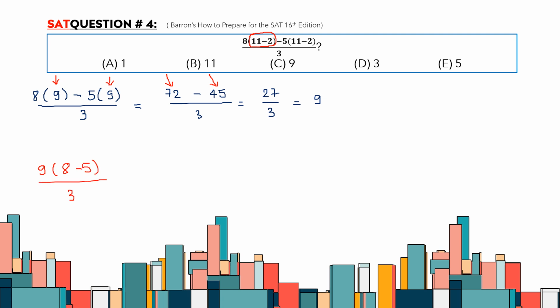over 3. And it gives me 9 multiplied by 3 divided by 3. And 3 divided by 3 is 1. So 9 times 1 is 9. I prefer this method. And our answer is C.